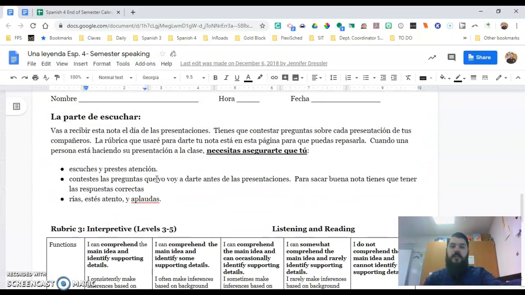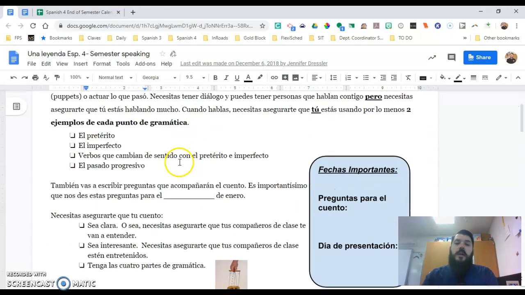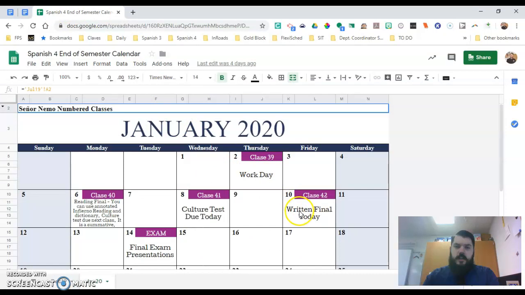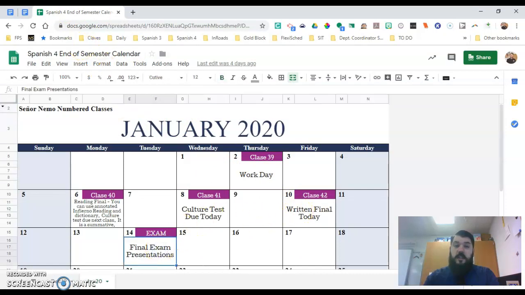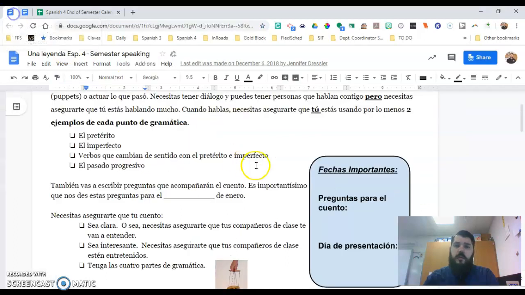Again, I didn't give you this piece. I'm not so sure that we're doing this piece, so let's not worry about that right now. We will be doing the speaking on the 14th, the exam day, I believe, is the plan for right now. What other notes are there?